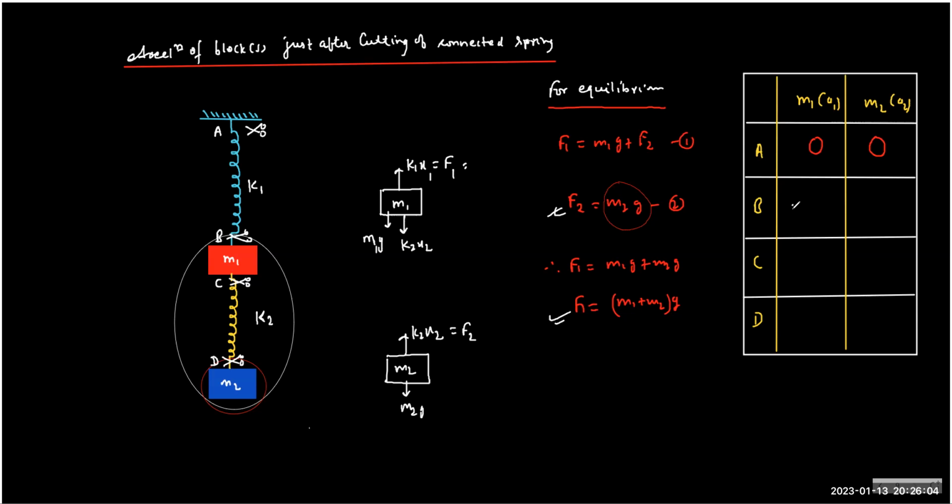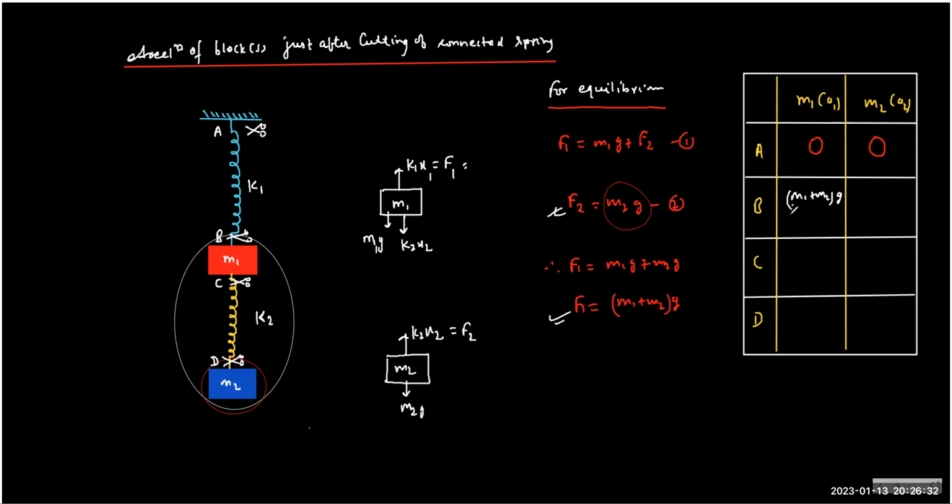How much did you say once again? G? So GG. See, how much is the force on M1? Net force on M1 is how much? The net force on M1 plus the force on M2 is G. M1 plus M2 into G.